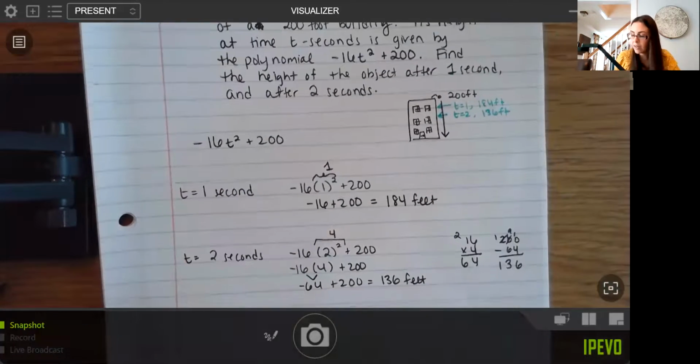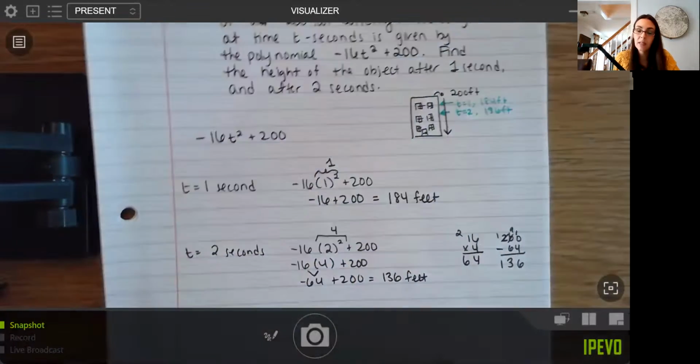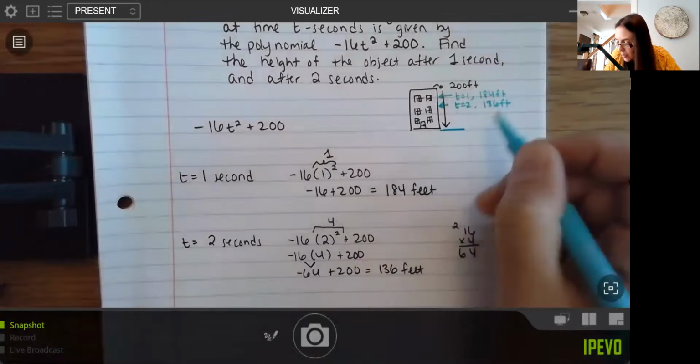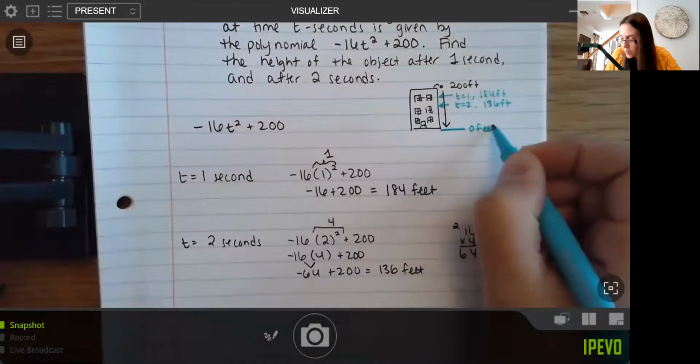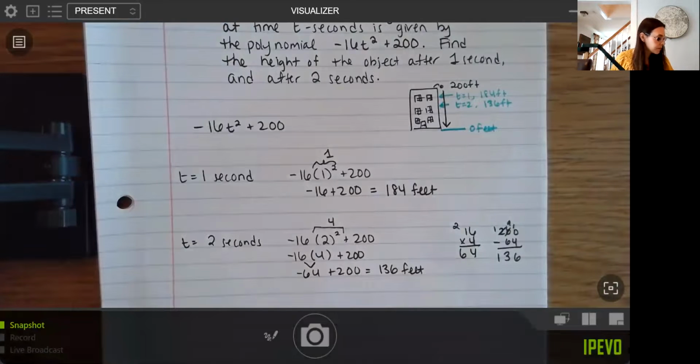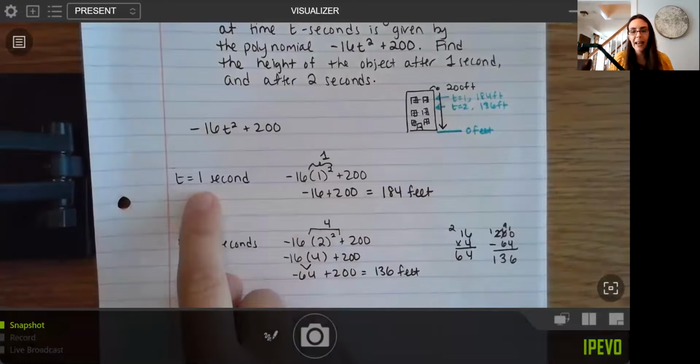So we can go ahead and just plug in different values and see how long it takes for this object to hit ground level, basically, right? So you think about it, ground level here, that would be at 0 feet. So after 1 second, we're still 184 feet in the air. After 2 seconds, we're 136 feet. And we could keep plugging in values to see how long it takes us to get to that 0 foot mark.